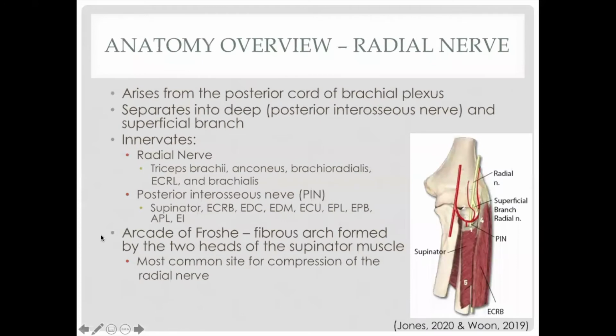So my first slide is just a quick anatomy overview of the radial nerve. It arises from the posterior cord of the brachial plexus, and it separates into the deep and superficial branch. Below is what the nerve innervates, the muscles, and it passes through the radial tunnel and the arcade of Frohse, which is a fibrous arch formed by the two heads of the supinator, and this is the most common site for compression of the radial nerve.